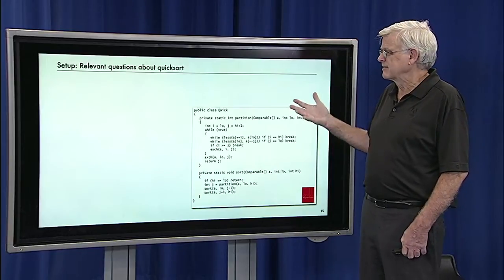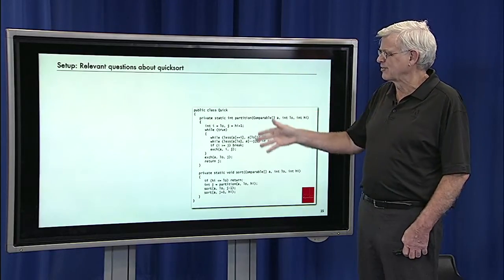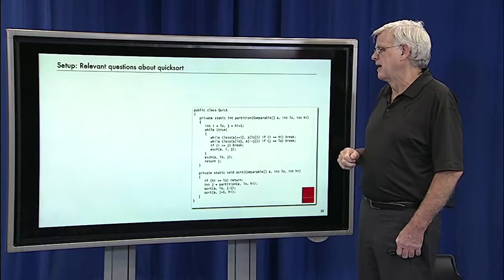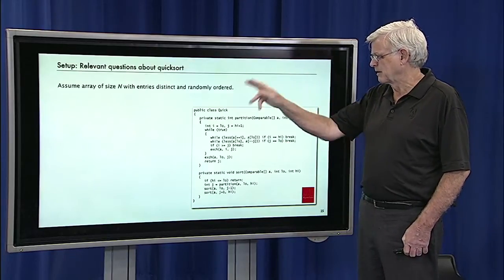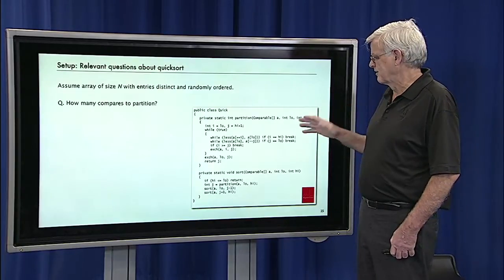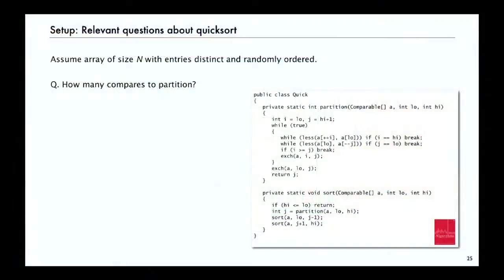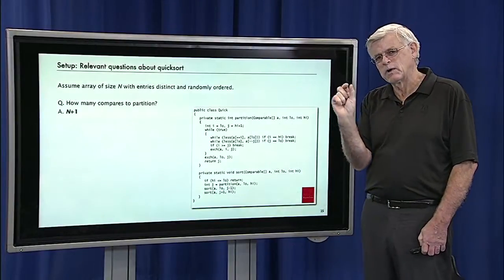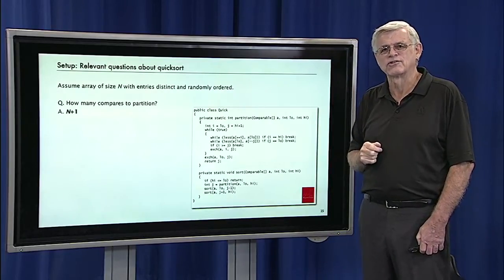So in that context, now there are some relevant questions about this quicksort code. We're going to assume an array of size N, entries distinct and randomly ordered. So first question is, let's break out the partitioning process. How many compares are involved in this partitioning process? Well, that doesn't take much analysis to see that every item in the array is touched in order to get the partitioning done. And actually, there's one extra because the partitioning indices cross. So it's N plus 1.